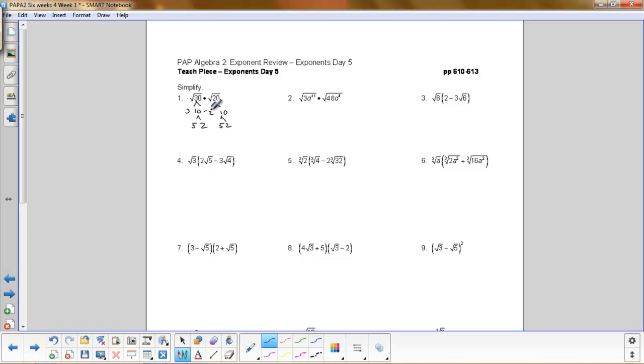So here's my first pair, and here's my second pair. So that leaves me with 5 times 2, which is 10. 10 square roots of 6.